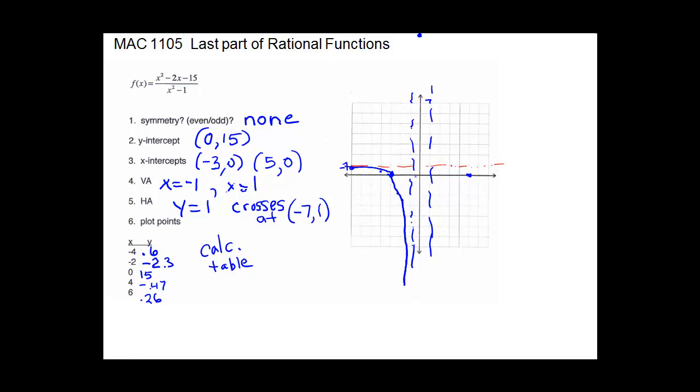Right, we need this section, and 0, 15, we have way up there. And it's going to go toward the asymptotes. So right, let's look at 4. 1, 2, 3, 4. -2.